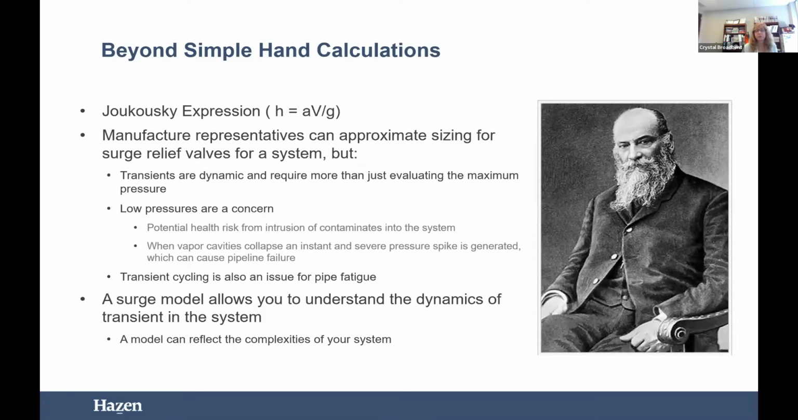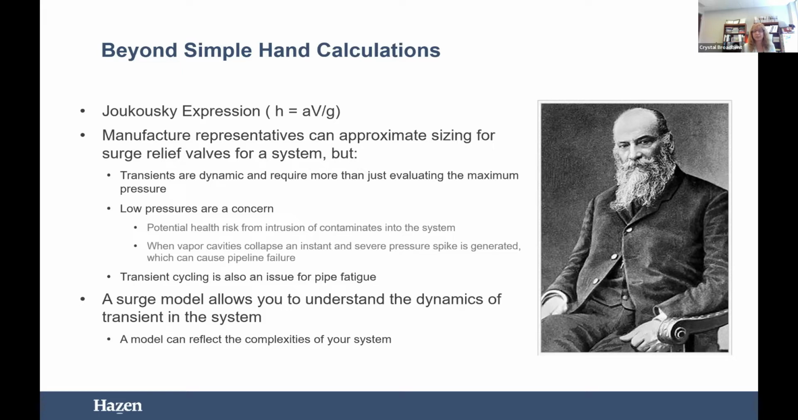So in the past, we often looked at really simple hand calculations. The Joukowsky equation comes to mind, and this is a picture of Mr. Joukowsky. Manufacturer representatives have also assisted engineers with sizing surge relief valves. But the important thing is that transients are really dynamic and require more than just figuring out what the max pressure was. We do have a lot of concerns about low pressures, and that's becoming more evident in the research, and also just in what I've seen with our clients.